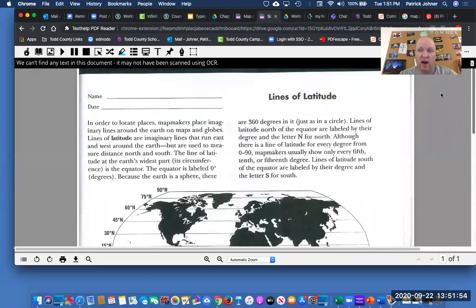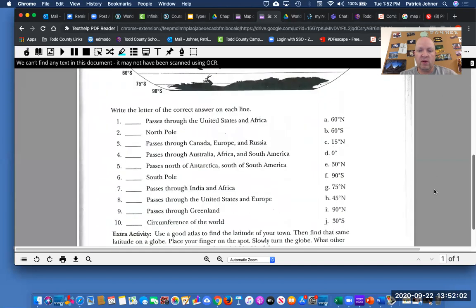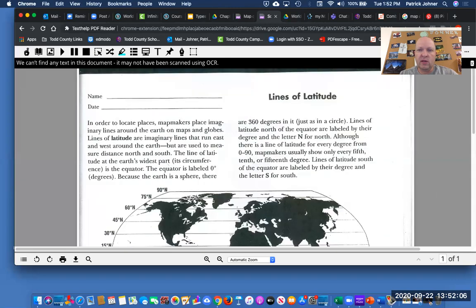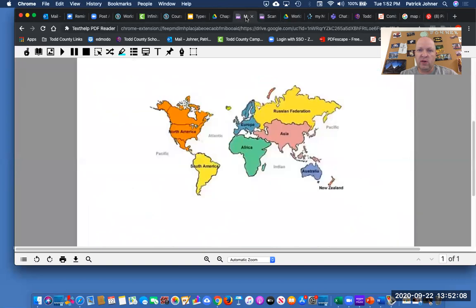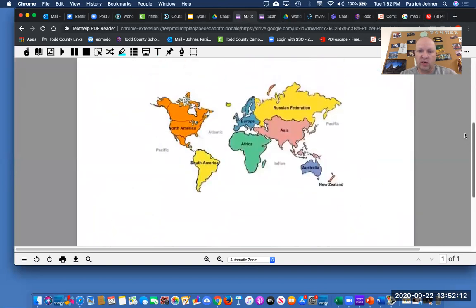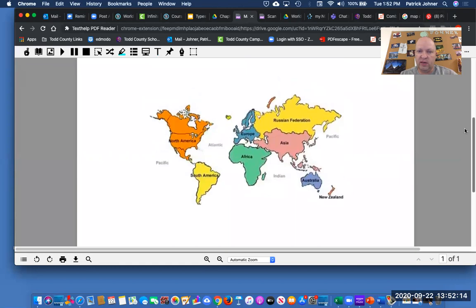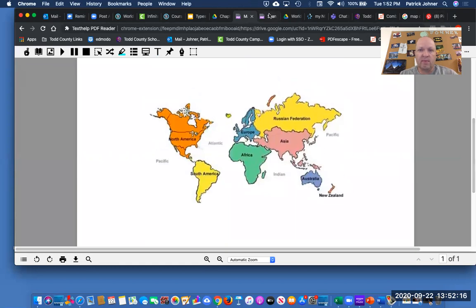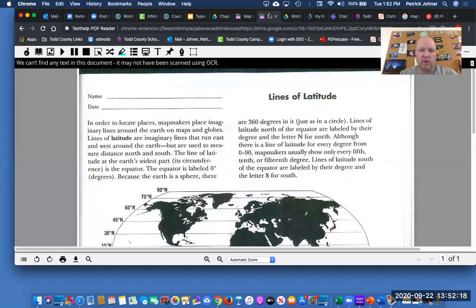Now remember, if you haven't downloaded that TextHelp PDF reader, it's in your updates, the link. Please do so. It'll make it a lot easier so we can type on this. So you're going to get the assignment, and then you're also going to get a map of the world, because it's going to come in handy. You'll see what I'm talking about here in a second. But let's go ahead and read what it says at the top here.